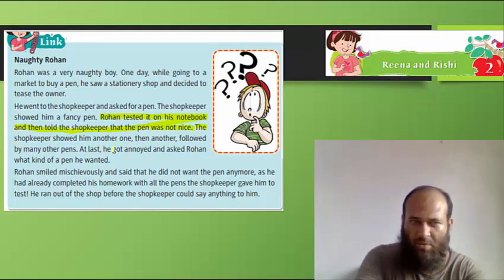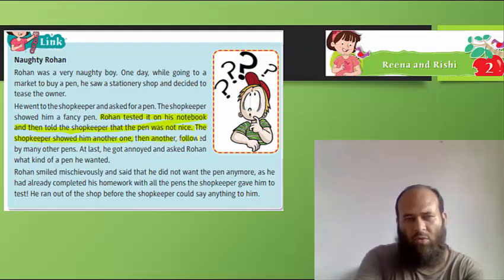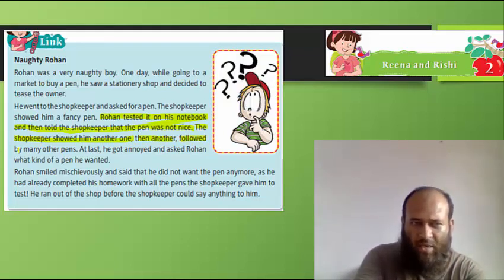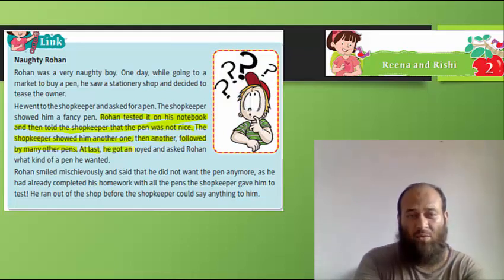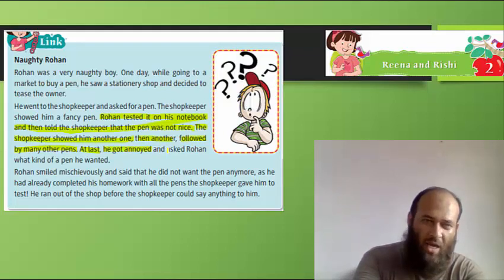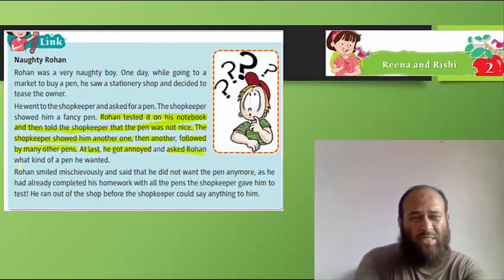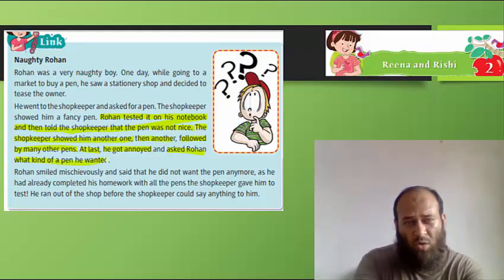The shopkeeper showed him another one, then another, followed by many other pens. At last, he got annoyed. Annoyed means angry. He got annoyed and asked Rohan what kind of pen he wanted.